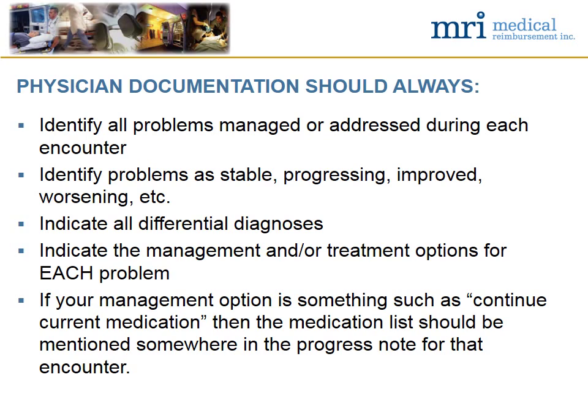You need to also identify any problems as stable, progressing, improved, or worsening. If there's any differential diagnosis, indicate the management and treatment options for each problem. If your management option is something such as continue current medication, you should list the medication instead of stating continue current treatment or continue current plan, because as I mentioned in the slide before, this could in some cases cause your progress notes or your levels to be downcoded.